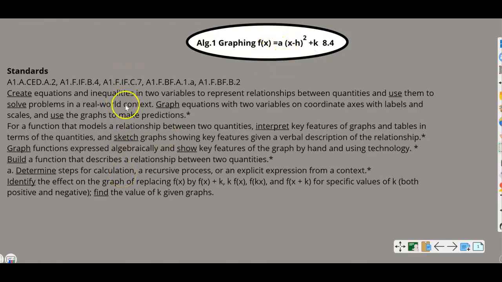So we have state standards again. We're going to create, solve, use, graph, interpret, sketch, show. All of these are key terms that we're going to do, some of the same standards that we've looked at before. So be familiar with what you need to do to meet the state standards.